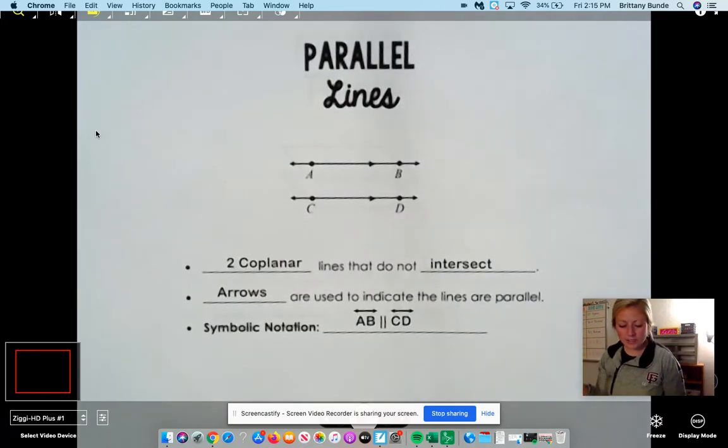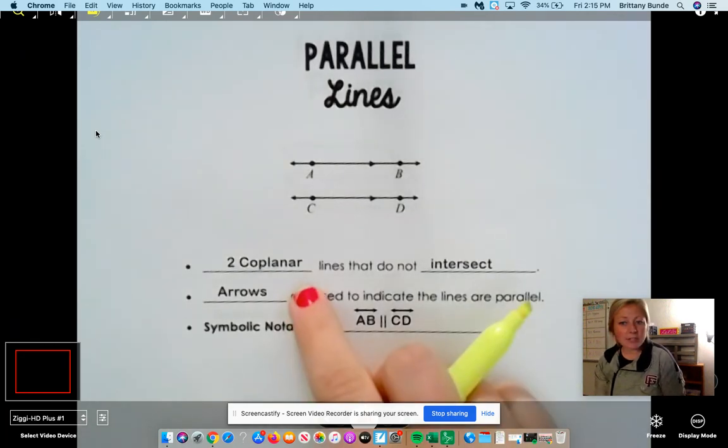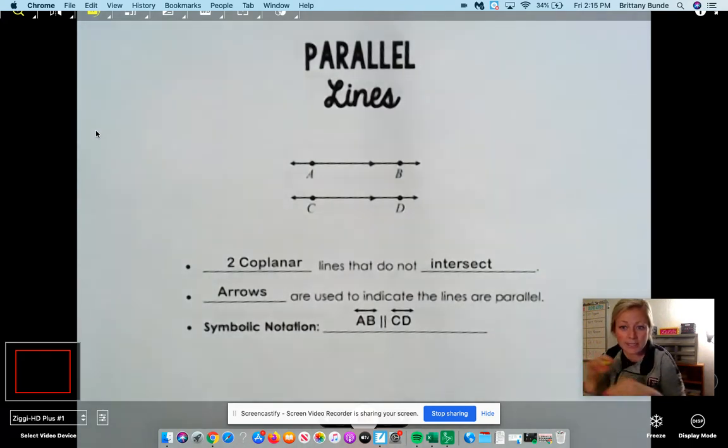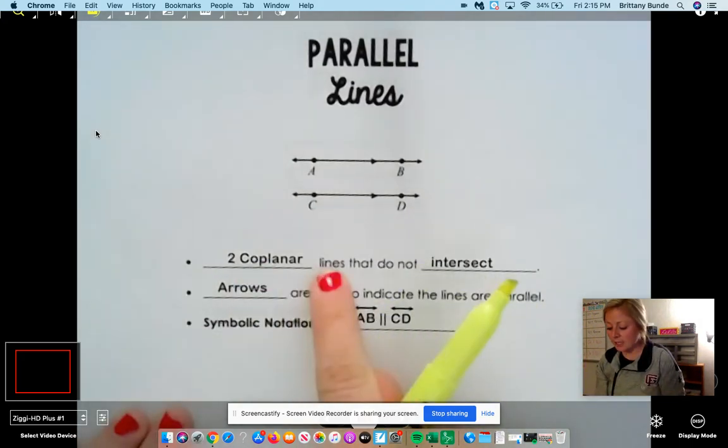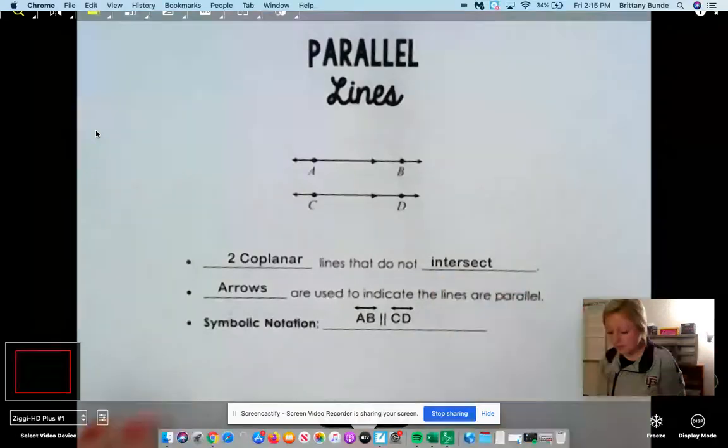Parallel lines. I know this is a review, but it's a good review. Some of the material we go over today, you should know, like parallel lines, for instance. The formal definition of parallel lines would be two coplanar lines, so that means they're on the same plane. So two coplanar lines that do not intersect.